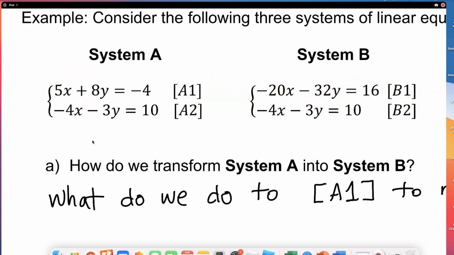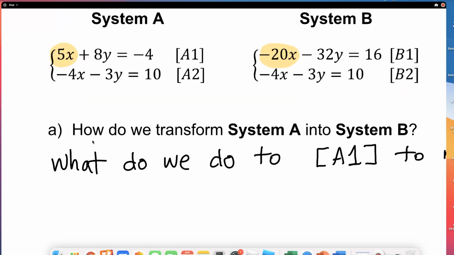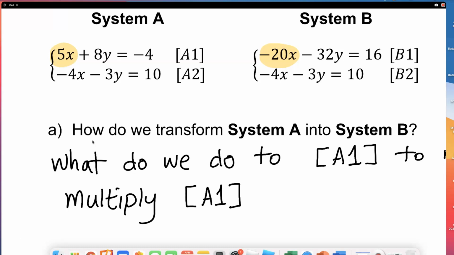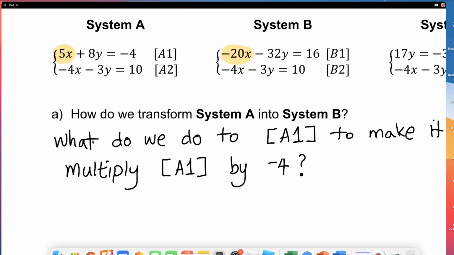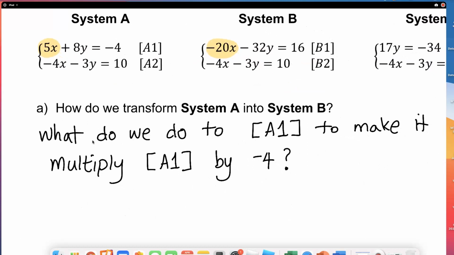When you do this, just try to look at the first term maybe. What do you think we can do to 5x to make it negative 20x? We can use multiplication. 5 times negative 4 is negative 20, isn't it? So here's what I'm thinking. Can we try to multiply A1 by negative 4? I'm thinking maybe that's the rule. So I'm going to go ahead and test this out, okay?